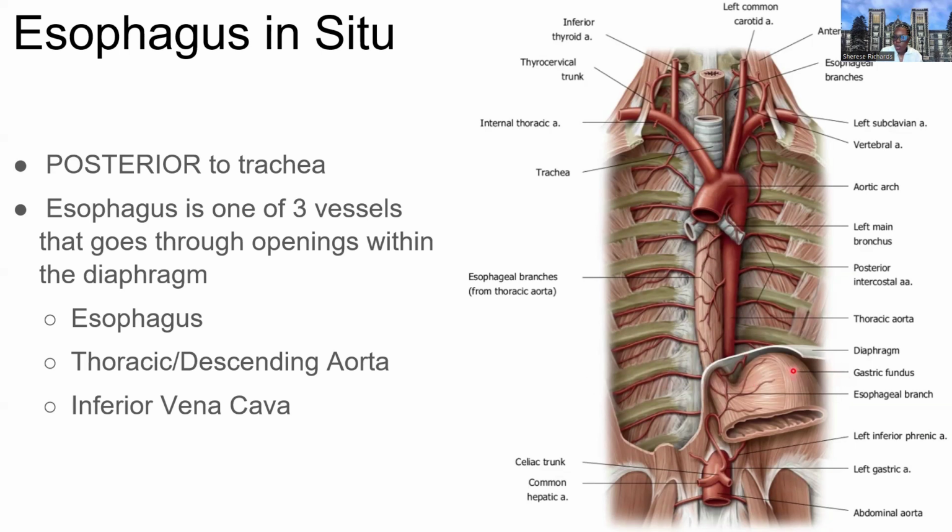So the diaphragm has an opening for the esophagus at the T8 level. It has an opening for the trachea at the T12 level, and then it has an opening for the inferior vena cava at the T10 level. Okay, so these 3 structures are going to pierce the diaphragm and traverse from the thoracic cavity above to the abdominal cavity below.